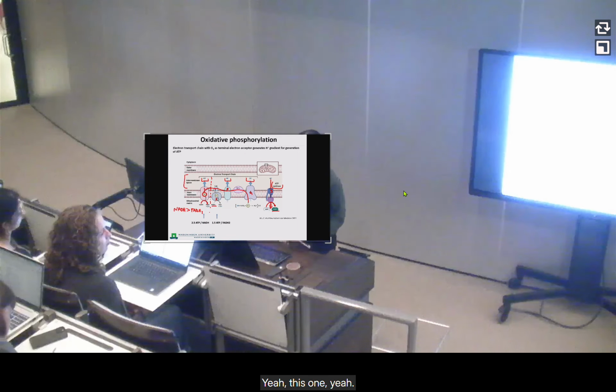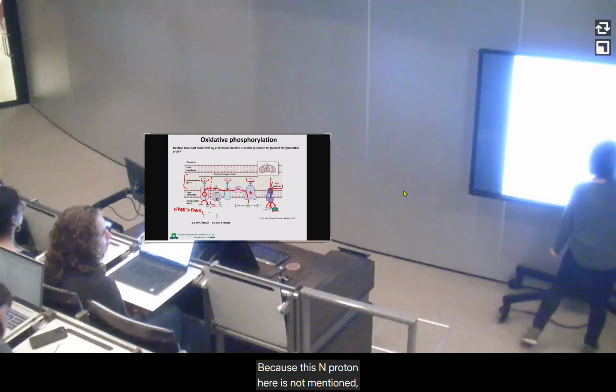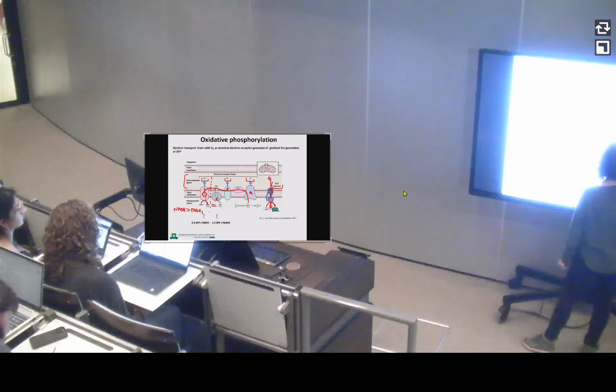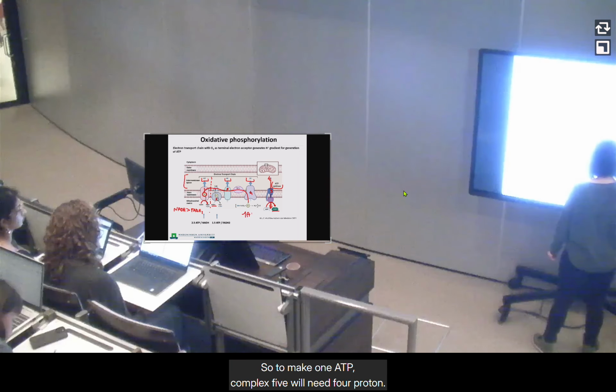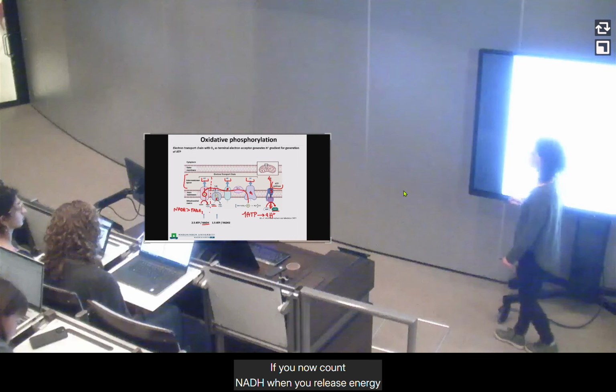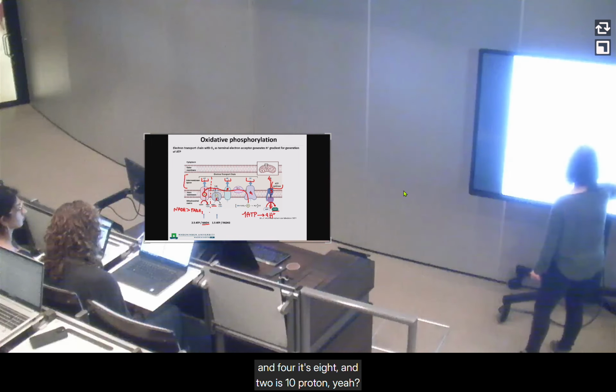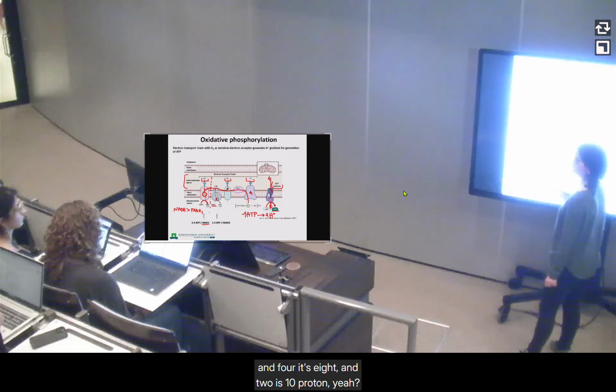Why do we say then that it's 2 and a half ATP? Because this N proton here is not mentioned; it is actually 4. So to make 1 ATP, complex 5 will need 4 protons. If you now count NADH when it releases energy, you will have 4, and 4 is 8, and 2 is 10 protons. Do you agree with me?